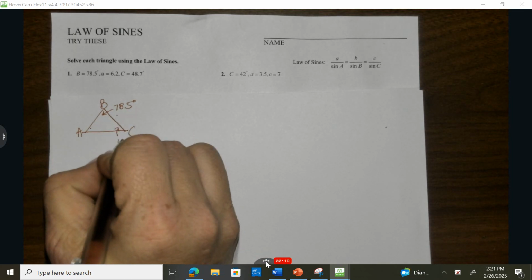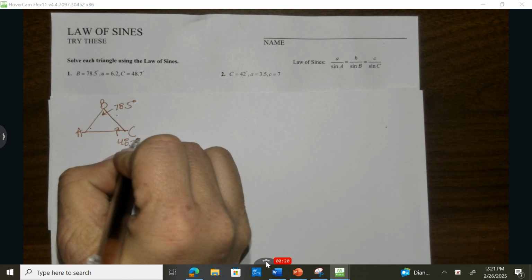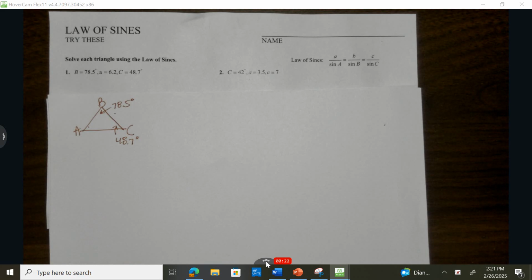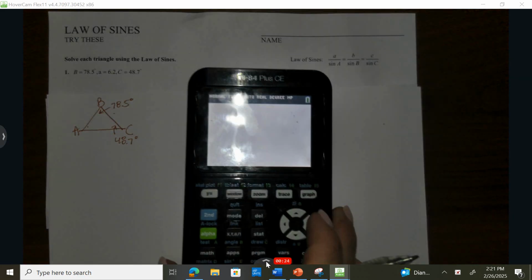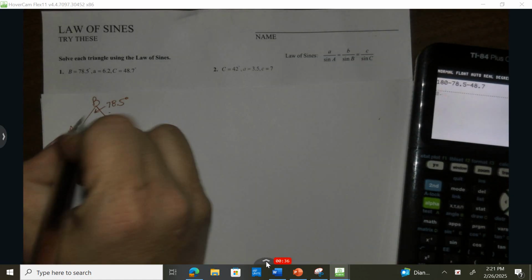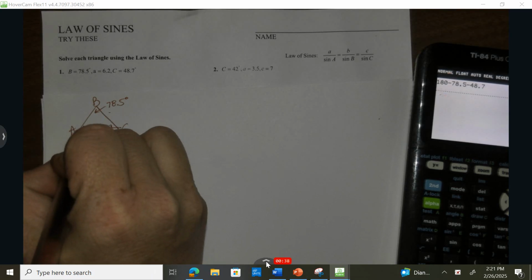Angle C is 48.7 degrees. Now I know the interior angles of a triangle have to add up to 180. So if I take 180 and I subtract 78.5 and I also subtract 48.7, I end up with 52.8. So angle A is 52.8.